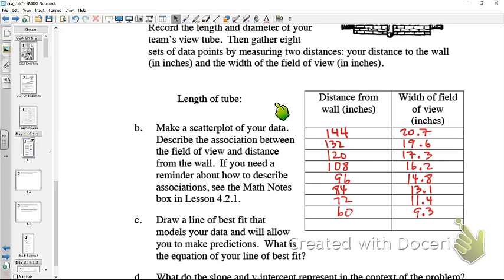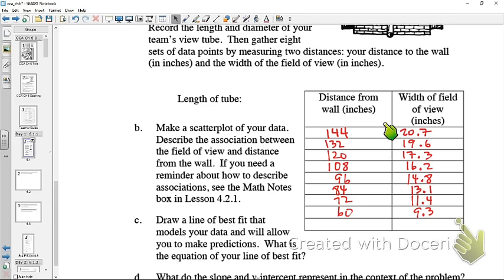Yeah, it doesn't matter. Length of tube doesn't really matter. All right, make a scatter plot of your data. Describe the association between the field of view and distance from the wall. If you need a reminder about how to describe associations, see the math notes box in lesson 4.2.1.